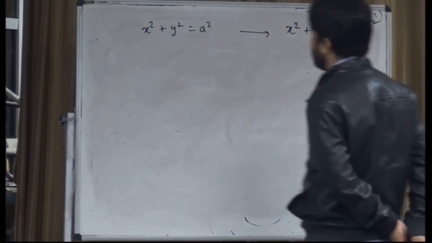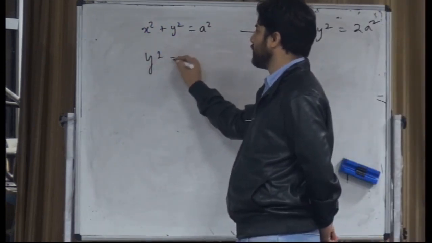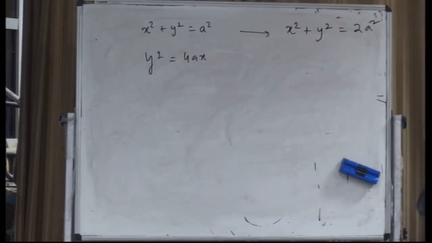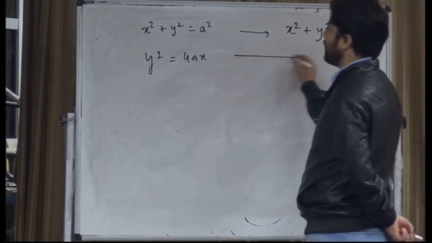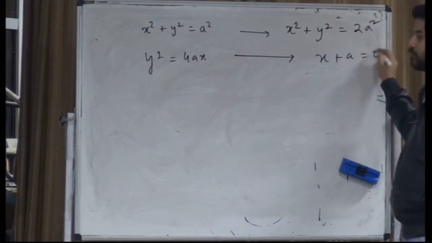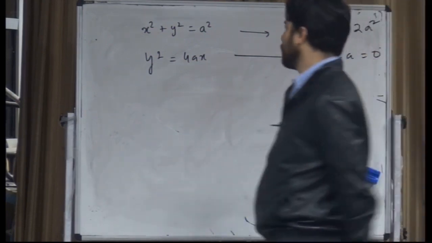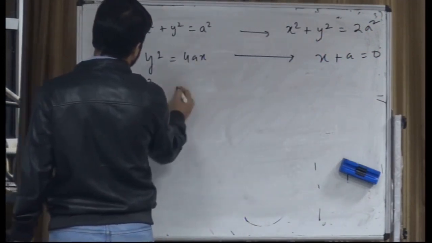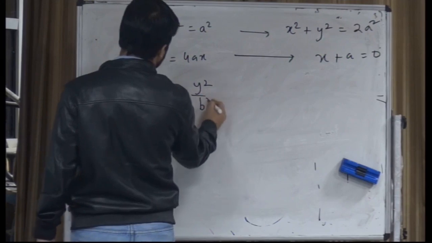And what was director circle for y square is equal to 4ax? What was the director circle? Directrix was the director circle, right? Now the question is, what is the director circle for x square by a square plus y square by b square is equal to 1?